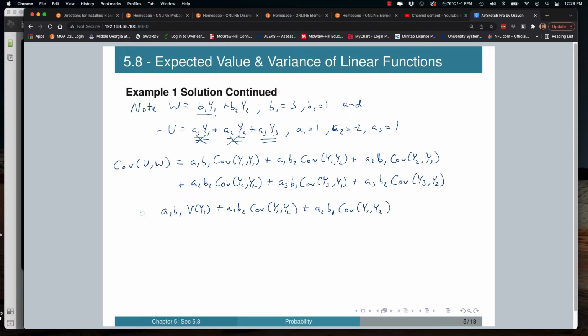B sub 1 plus, now this term right here, a sub 2, b sub 2, the covariance of y sub 2 with itself is just the variance of y sub 2. All right, and then plus the rest of them stay the same. But I'm going to reorder the y sub variables in ascending order because that's the way they should be done anyway. All right, and so there we got that. We're going to plug into that and we'll get our answer.